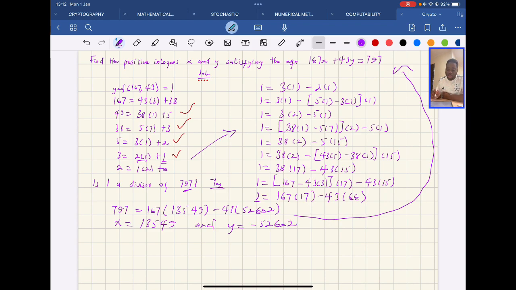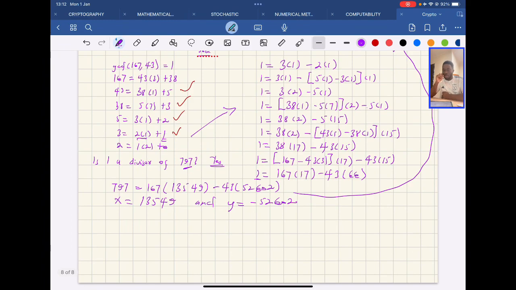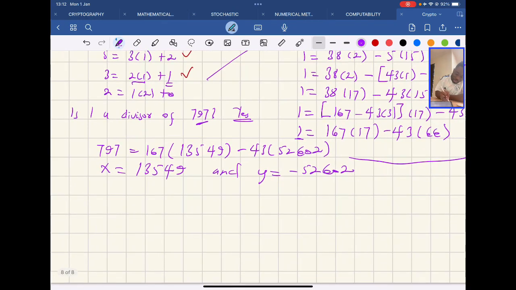Now the question asked us to find the positive integers satisfying this. For the positive pair of integers satisfying this, we have formulas that we use in finding those kinds of solutions. So we have these formulas.